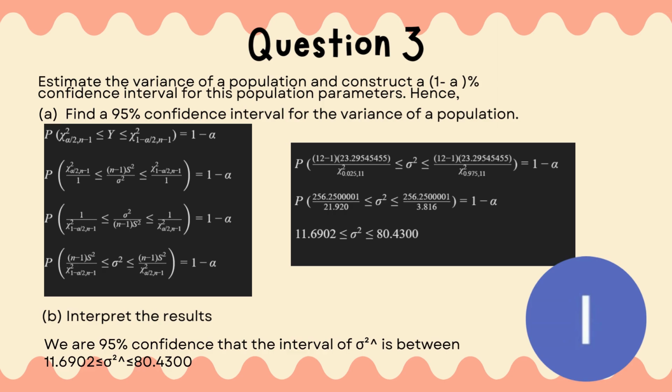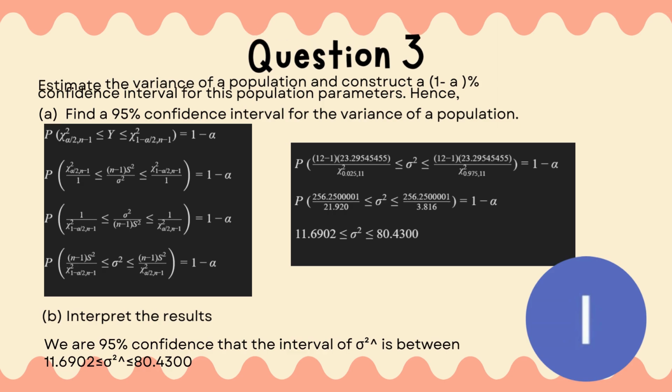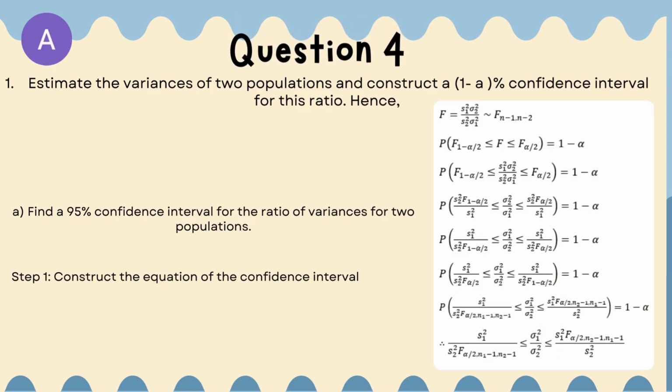As for the interpretation of the result, we are 95% confident that the interval of variance hat is between 11.6902 and 80.4300. As for question 4, it states: estimate the variances of two populations and construct a 1 minus alpha percent confidence interval for this ratio. Hence, find a 95% confidence interval for the ratio of variances for two populations.